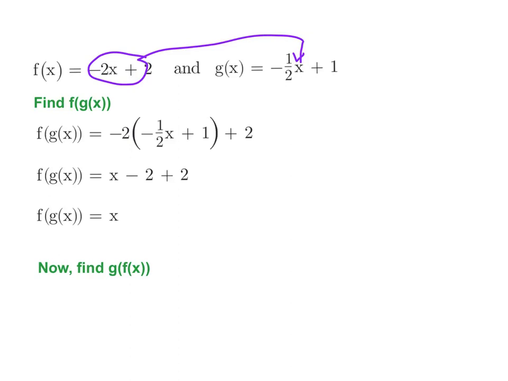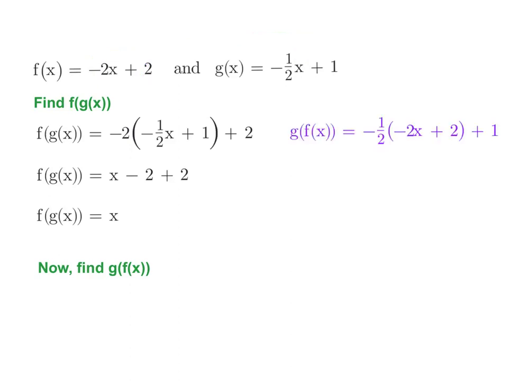Take a look. Again, I just plug minus 2x plus 2 in for x in g. I distribute negative times the negative. That gives me positive 1x, or positive x. Negative 1/2 times positive 2 is negative 1. So here's where I'm at. The minus 1 plus 1 kills. So g of f of x also equals x. So what that tells us is f and g are inverses.